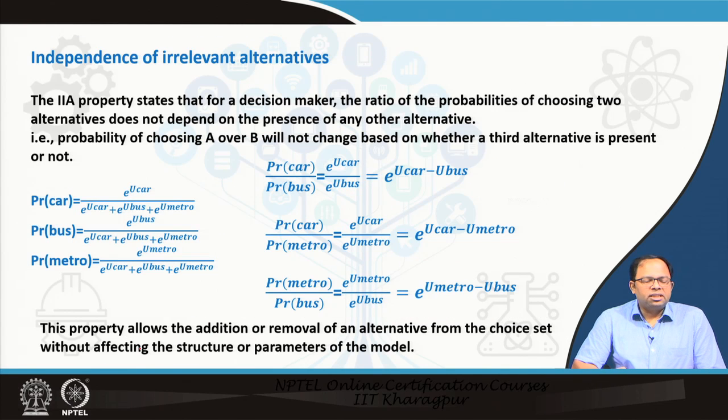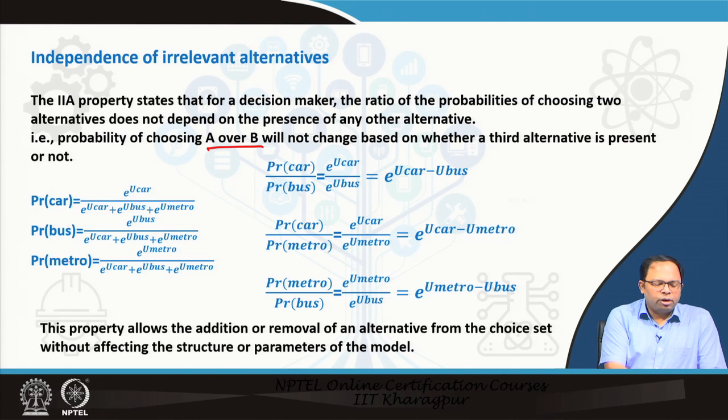The next property is independence of irrelevant alternatives. This is called the IIA property. This property states that for a decision maker, the ratio of probabilities of choosing two alternatives doesn't depend on the presence of any other alternative. That is, the probability of choosing A over B will not change based on whether a third alternative is present or not. Here in this particular equation, we already know this equation.